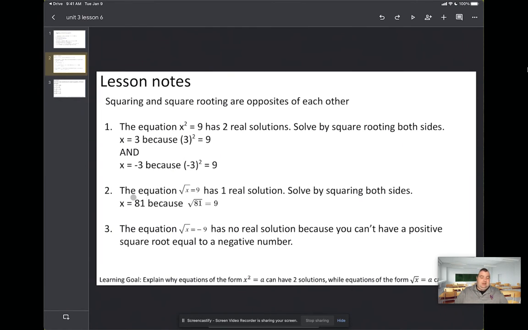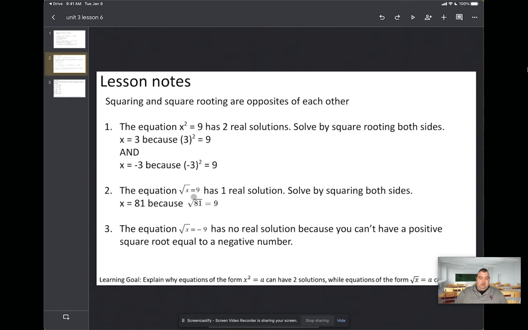If I had the equation square root of x equals 9, that's only going to have one real solution. Again, the positive square root of x equals 9 is only going to have one real solution. I'm going to solve that by squaring both sides, because squaring is the opposite of square rooting. And if I do that, I get x equals 81, because the positive square root of 81 equals 9.